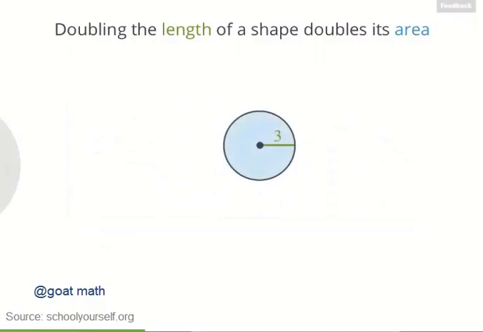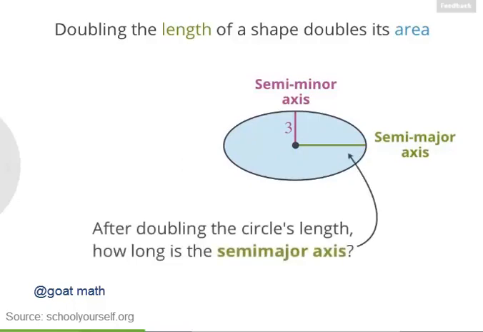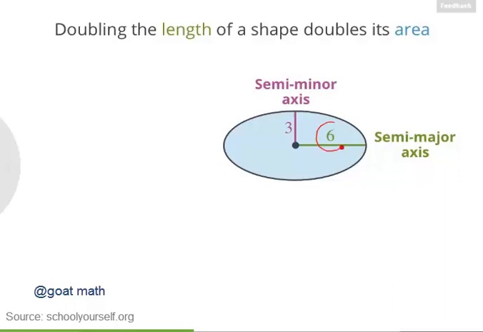So let's return to our circle with radius 3, and let's draw in another radius in the vertical direction. You already said the area of this circle is 9 pi. Let's go ahead and stretch this circle by a factor of 2 so we have an ellipse. This radius of 3 is now the semi-minor axis, and our other radius has become the semi-major axis. So after doubling the length of this circle, stretching it horizontally by a factor of 2, how long is this semi-major axis? Right, when we stretch this ellipse by a factor of 2, this length has doubled, making it 6.